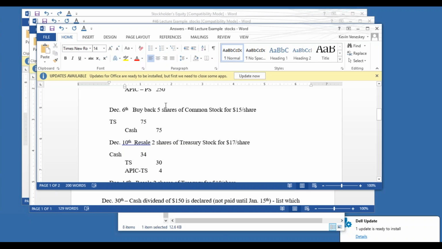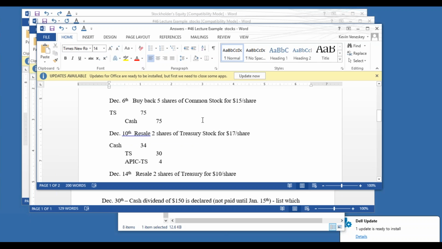So if I was keeping track, I now have only 3 shares of treasury stock still within the company, and my balance is easily calculated. 75 minus the 30 that I got rid of, so I'm down to $45 of treasury stock within 3 shares. And that makes sense. 3 times 15 is 45.